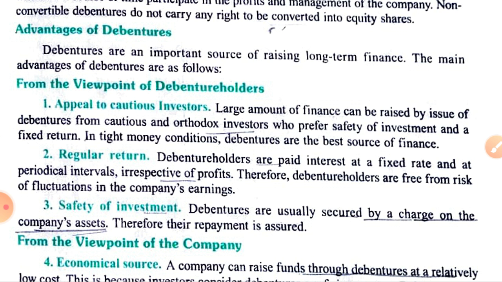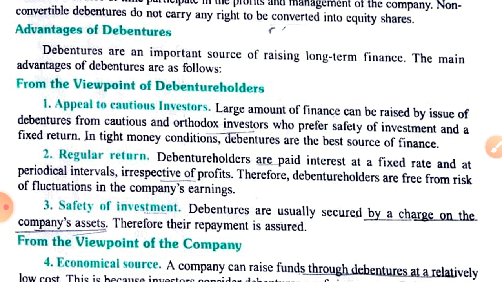Then regular return. As I told you, whether there is profit or not to the company, the debenture holder will get their interest regularly. Is this clear? So it's very safe earning for the debenture holders. Then safety on investment. As I told you, debentures are usually secured, they are mortgaged, assets are pledged for the issue of debentures, and debentures have either fixed or floating charges. So the debenture holders are assured of getting back their amount invested in the company in the form of debentures. Is this point clear to you?